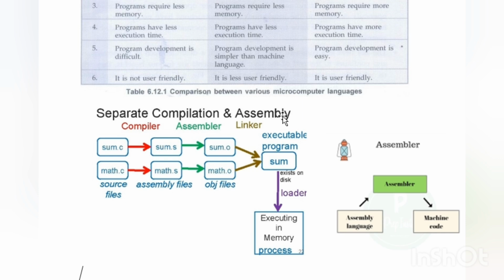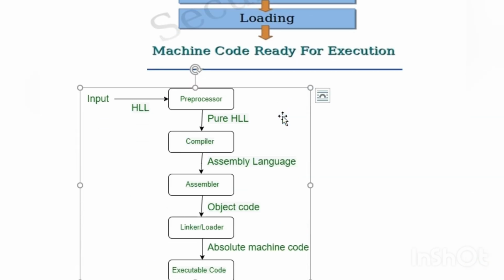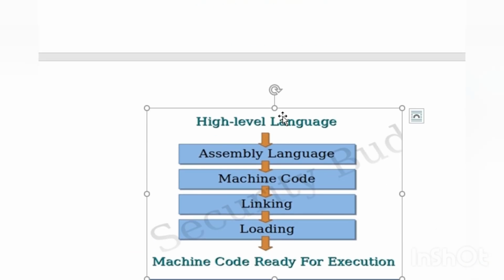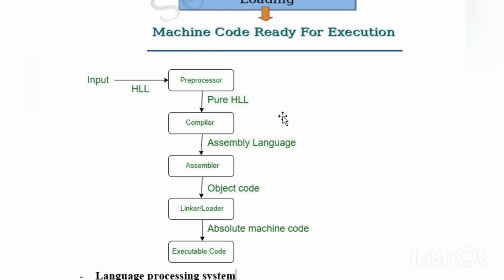So basically, assembler is used to convert assembly level language into machine level language. This is the processing of any code which we do. Code is written in high level language, then it gets converted into assembly level language, then machine code, then linking and loading process is done, and then we get the machine code ready for execution.